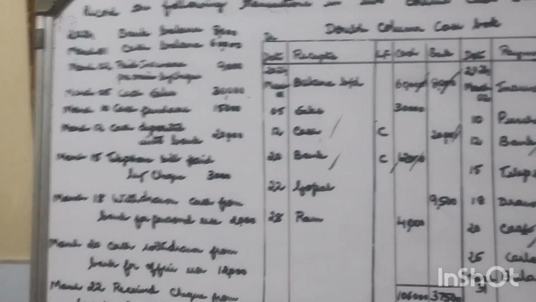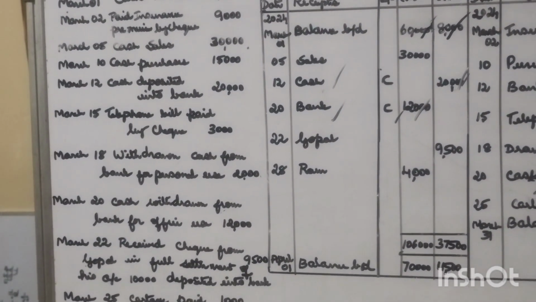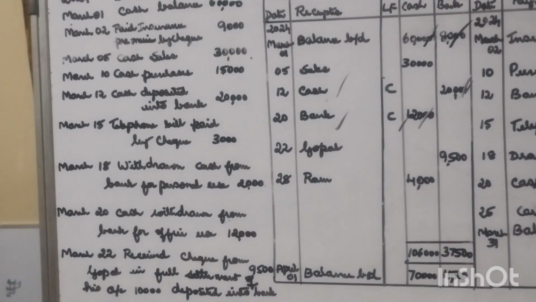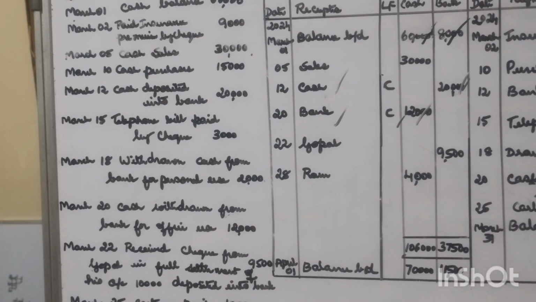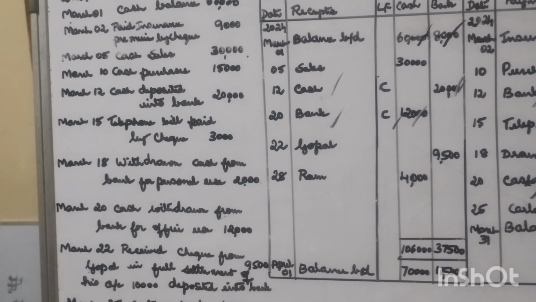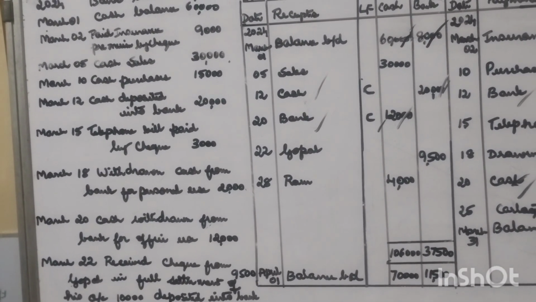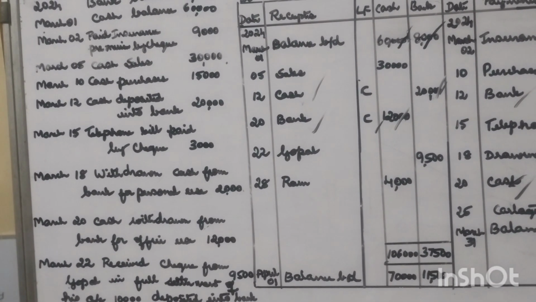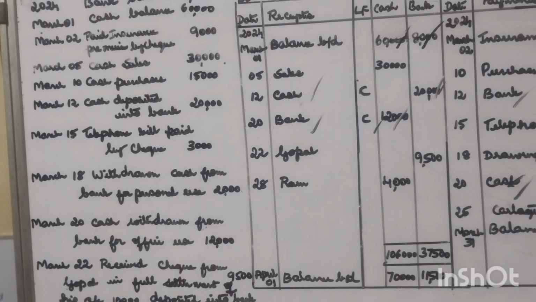Actually 10,000 has to be received, but the firm has allowed a discount of 500. So 9,500 check is received from him. So record the date as March 22. The firm has received a check from Gopal. So Gopal has to be recorded under the debit side. The value of the check is 9,500.